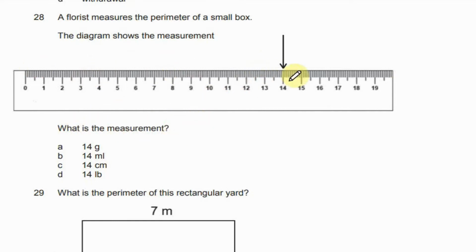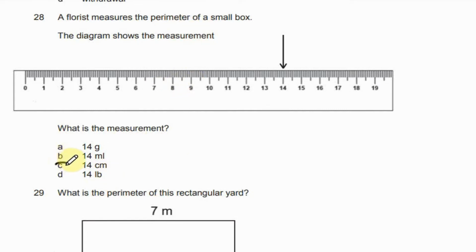Here we're seeing the measurement to be 14. But the thing here, guys, we have all 14 here. What we want to determine is which of these units is most appropriate for measuring perimeter. All right, and that would be centimeters.